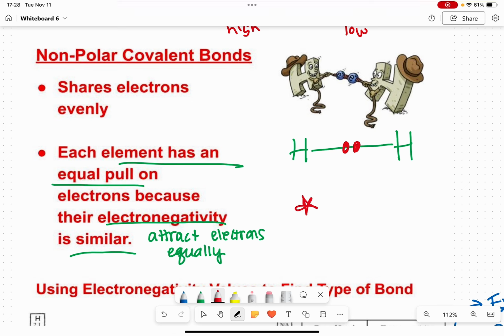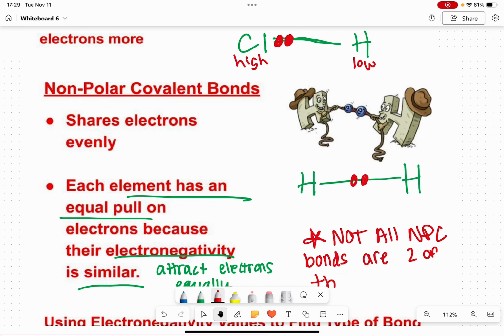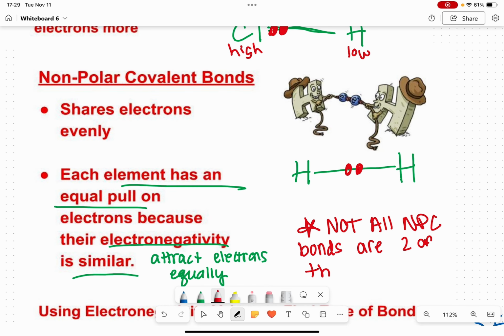Now, an important thing to remember here is that not all nonpolar covalent bonds are the same element. They're not always going to be hydrogen and hydrogen, chlorine and chlorine. You can have two different elements, like I think carbon and sulfur. Yes, carbon and sulfur would be an example of nonpolar covalent with not the same elements.